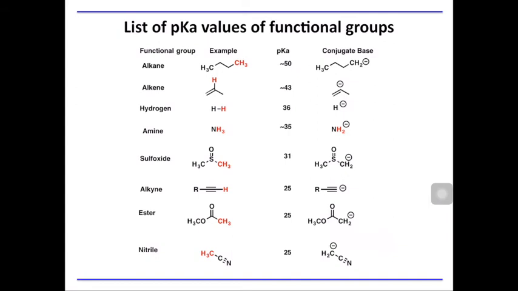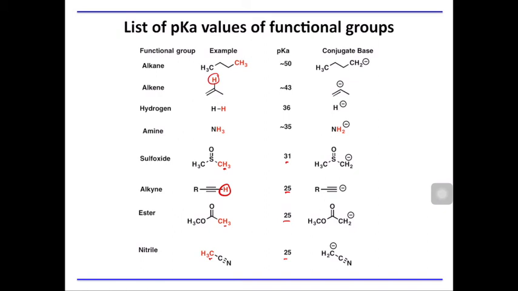You have alkane. The pKa of alkane is 50 or above. Alkene has a pKa of 43. Hydrogen gas has a pKa of 36. Amine has a pKa of 35. This hydrogen of sulfoxide has a pKa of 31. This hydrogen of alkyne has a pKa of 25. This hydrogen of ester has a pKa of 25. And this hydrogen of nitrile also has a pKa of 25. So these are all very weak acids.